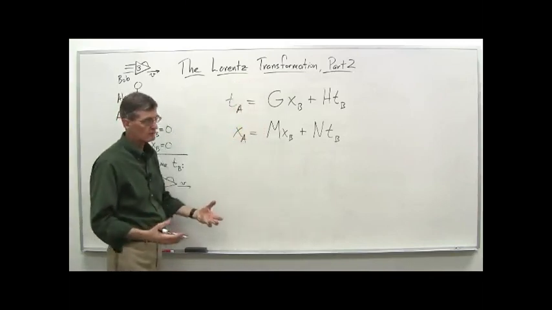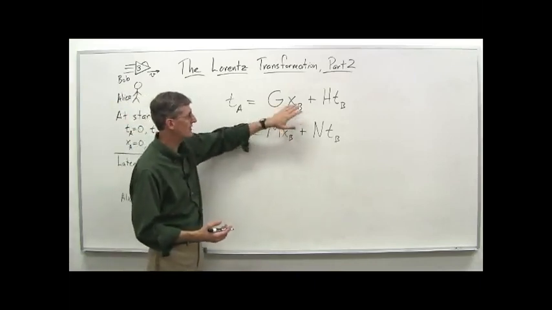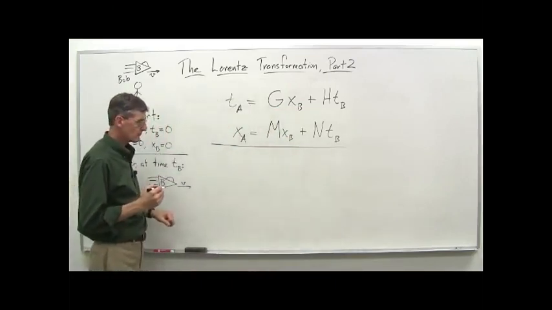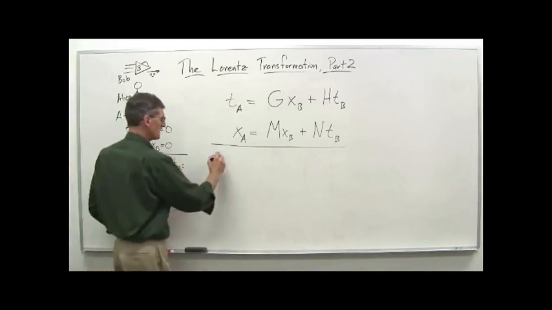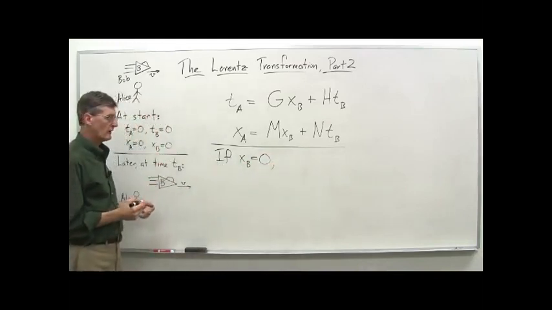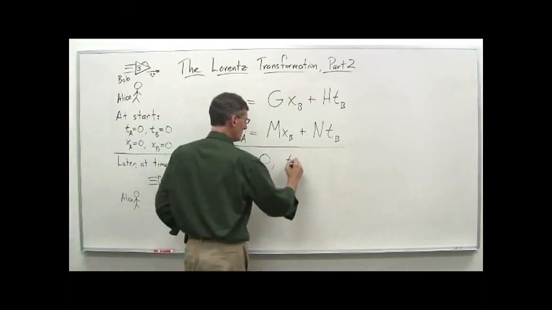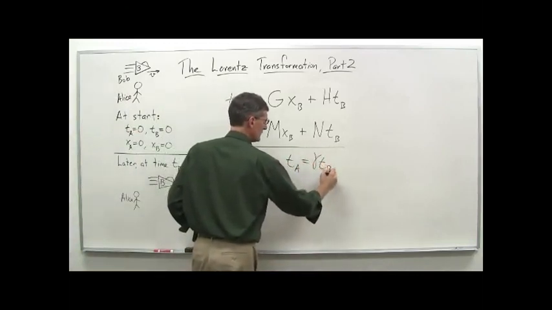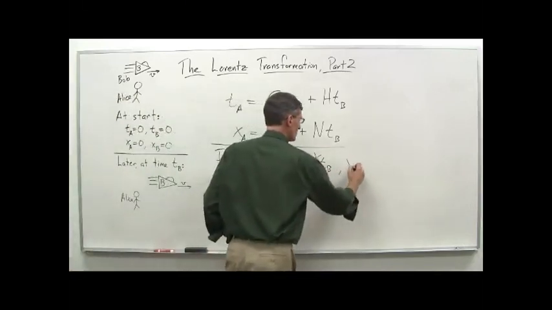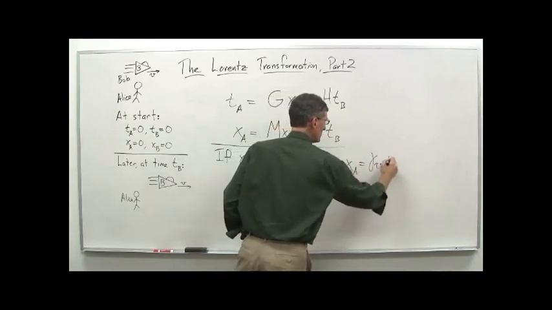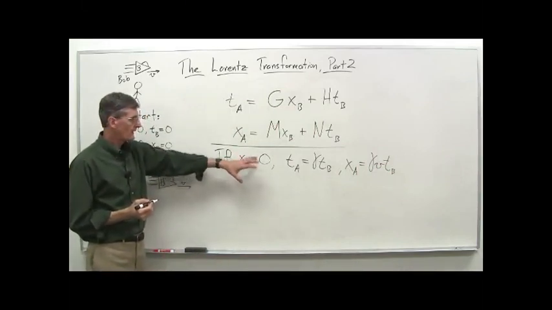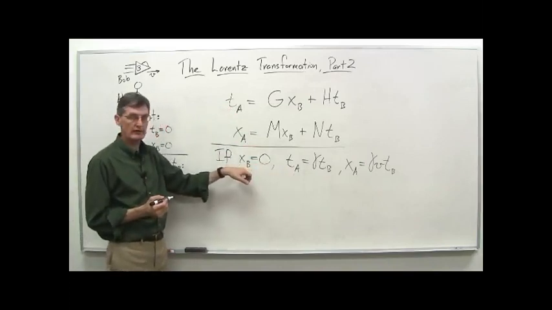Now, our final thing we have to do, and it takes a little bit of algebra here, but we need to figure out what G, H, M, and N are. And we can immediately start off with going back to the case if XB equals 0. So we know if XB equals 0 from part 1, we know TA equals gamma TB, our basic time dilation equation for that special case. And we know that XA equals gamma V TB. Those were the two equations we came up with. And as we said before, these equations have to match C's for this special case.